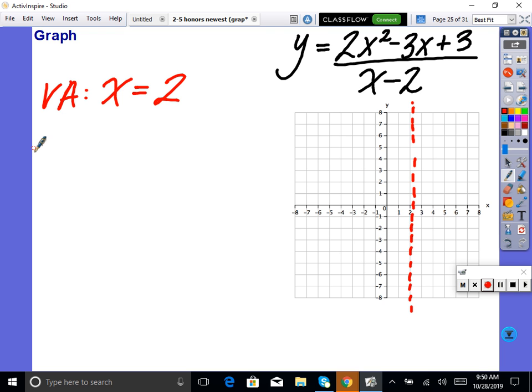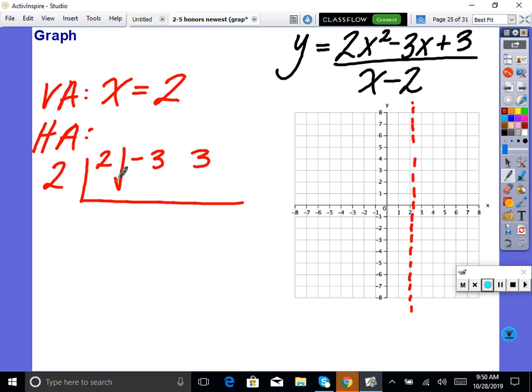Hey, were there any holes? No. And I'm going to go on to horizontal asymptote. The degree on top is larger than the degree on bottom. Dang nabbit. We've got to do long division or synthetic. Let's use synthetic. Okay, so we have a 2, a negative 3, and a 3. Add straight down, multiply up, add straight down.